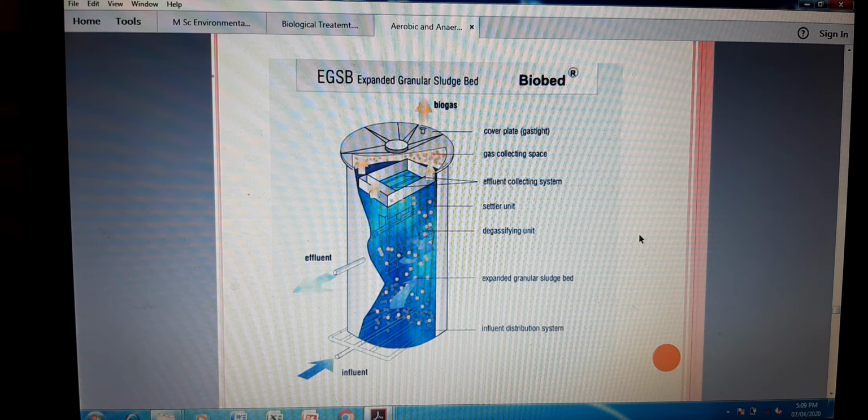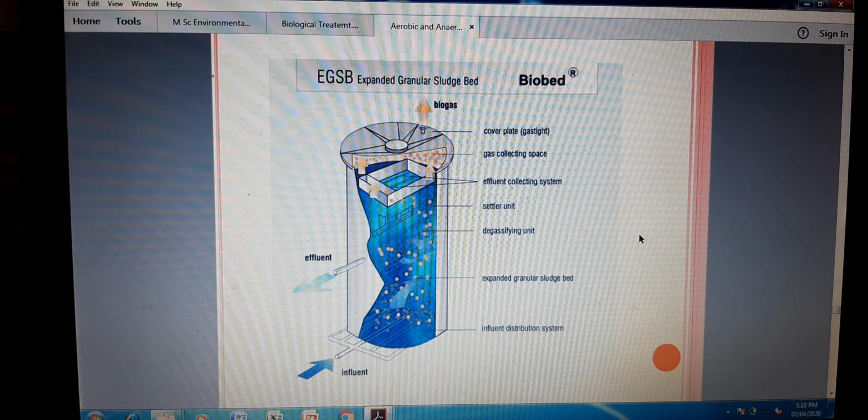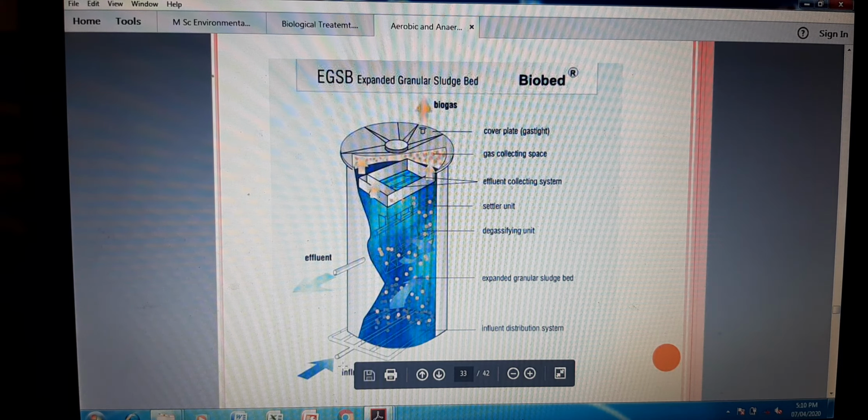reactor. This is biobed. This is again one more important advanced biological treatment, anaerobic treatment. Mostly it works on anaerobic treatment. It has the cover plate. This is a hollow structure. Influent is this way, and the effluent this way, meaning entry of wastewater through these pipes. After the treatment it will come out this way. So first is the influent distribution system.